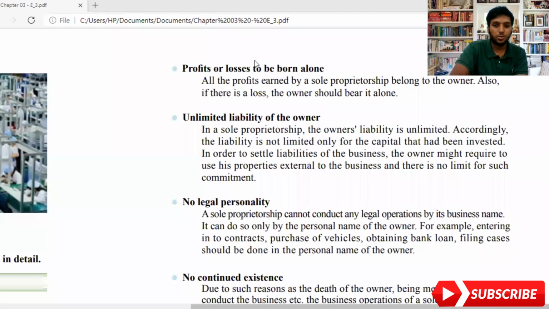Yeah, so you know where I'm reading. The fourth point I'm going to read is no legal personality. Now again, there's another question in exams. They might expect a student to write what is legal personality. So let me explain the difference between a legal personality and no legal personality.